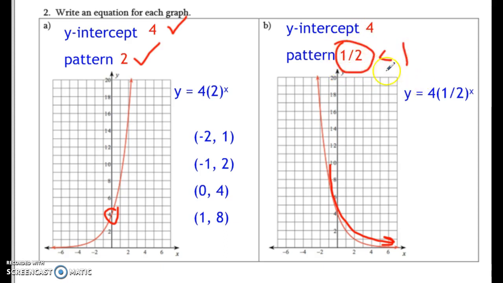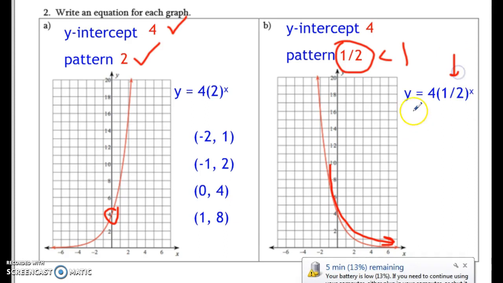So since the pattern is 1/2, you're dividing by 2 rather than multiplying by 2. That 1/2 goes right in the parentheses. No big surprise here. And 4 times 1/2 to the x power is going to be your answer.